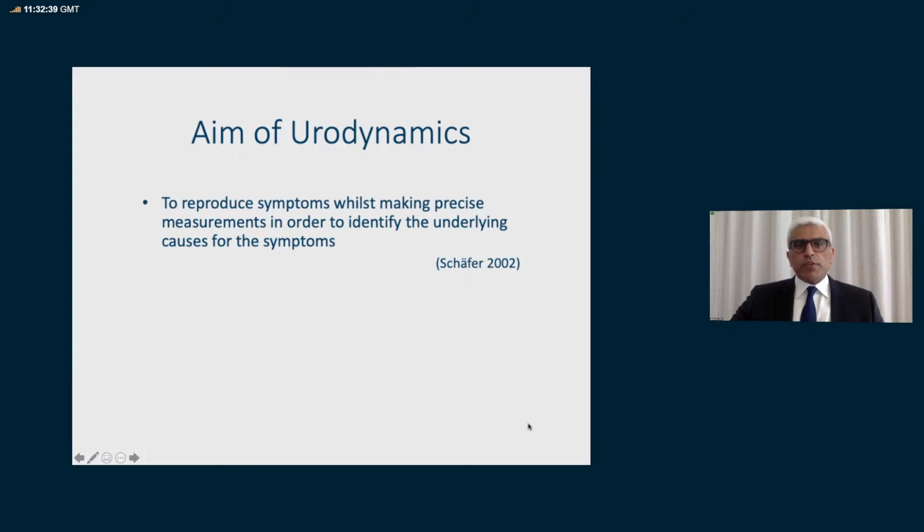So what is the aim of urodynamics? As per Schurch in 2002, it is to reproduce the patient's symptoms whilst making precise measurements in order to identify the underlying cause of the symptoms. So in essence, we are reproducing the patient's symptoms.